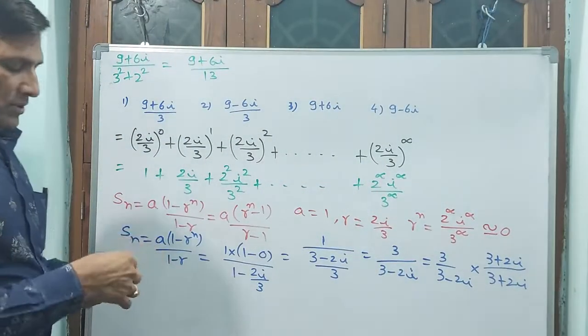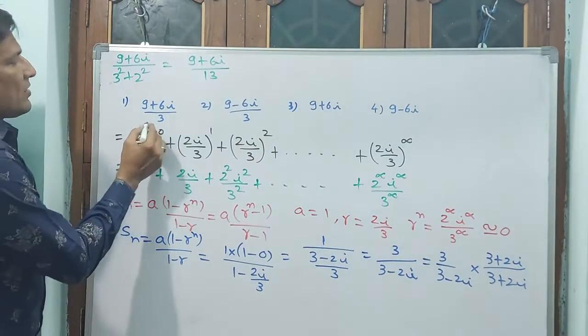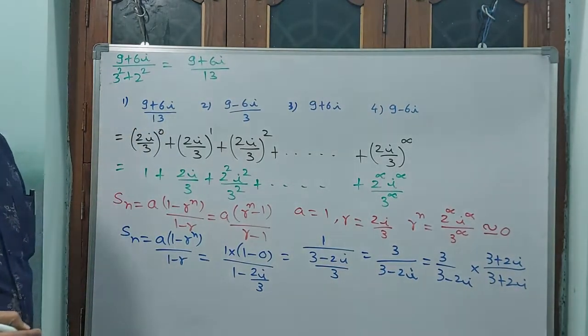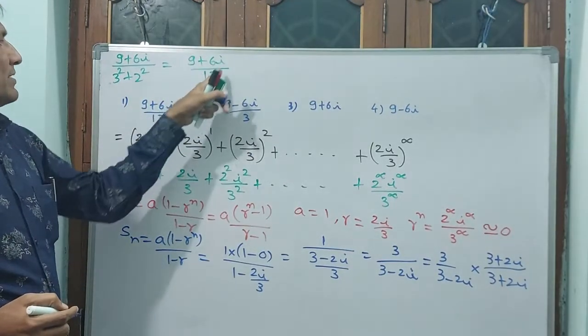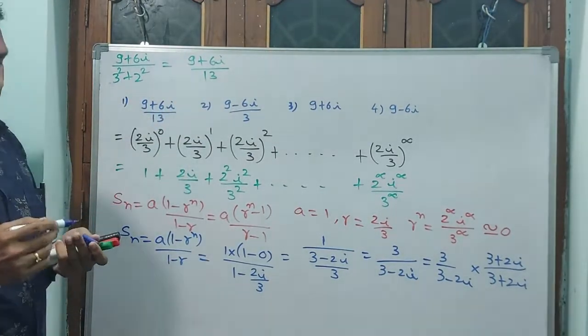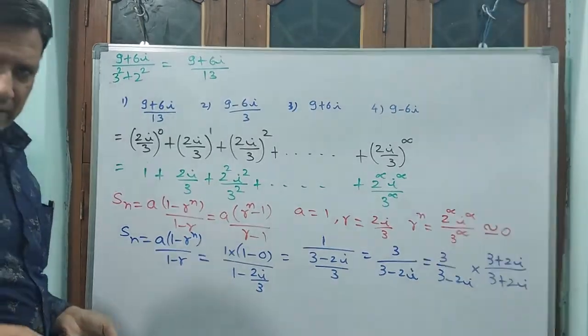See here, I have made some mistake. You see here, this is not 3, this is 13. Okay, the answer is 9 plus 6i by 13. This is the answer, option 1 by 13. Okay, take this, we'll go for the next question.